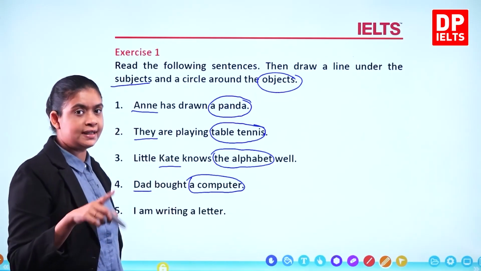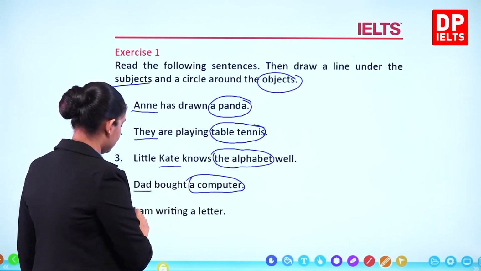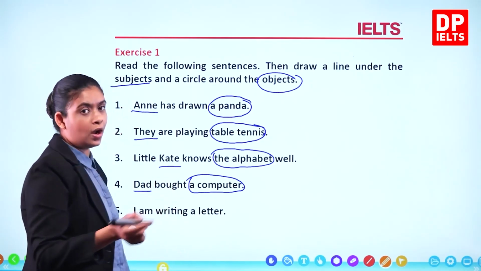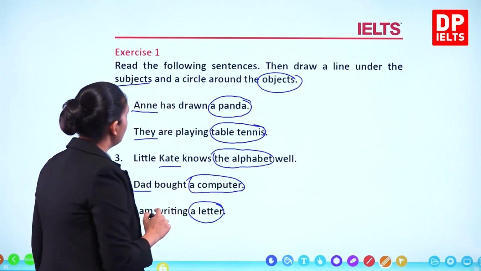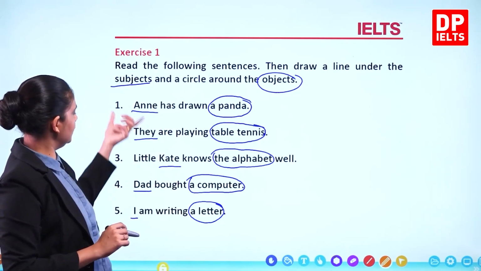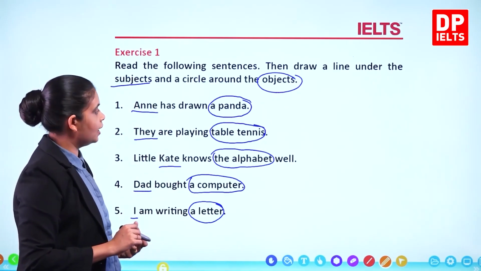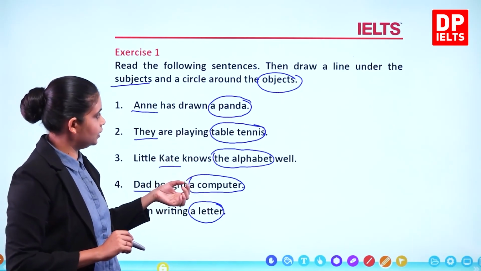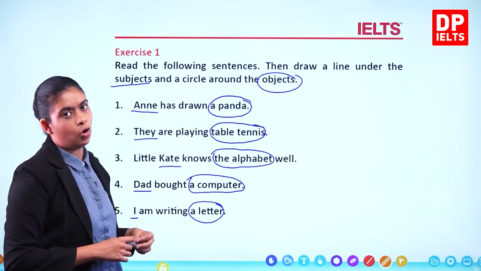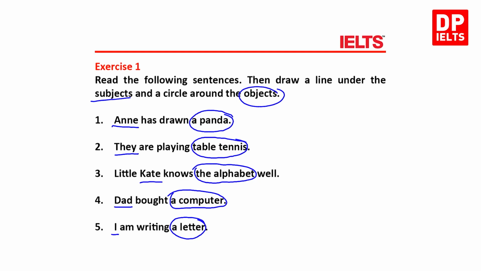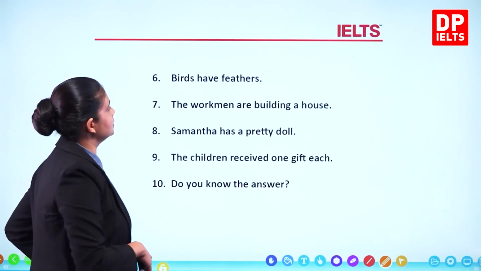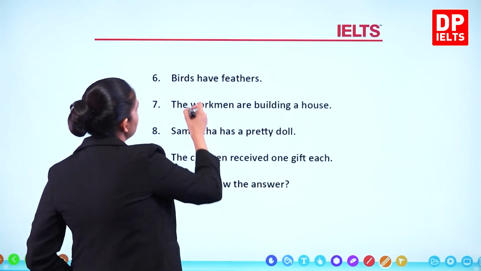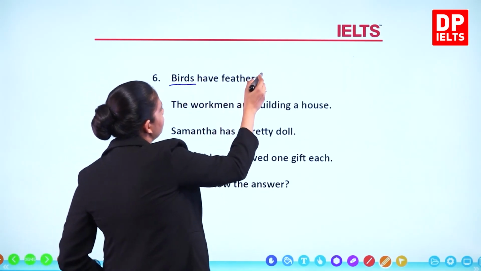I am writing a letter. Who is writing a letter? I. What am I writing? A letter. So, who is doing the action, that is the subject. And then what are they doing, right? That is the object. I am writing a letter. I is subject. என்ன எழுதி கொண்டிருக்கிறேன் letter, so that's object. Birds have feathers. Who has feathers? Birds. What do they have? Feathers.